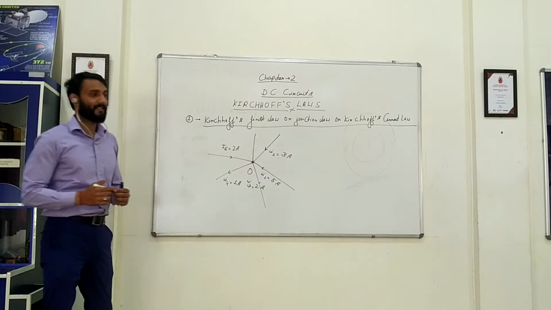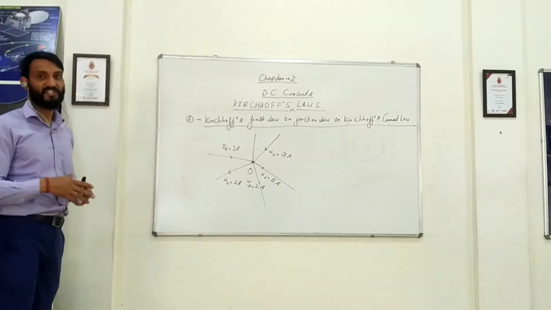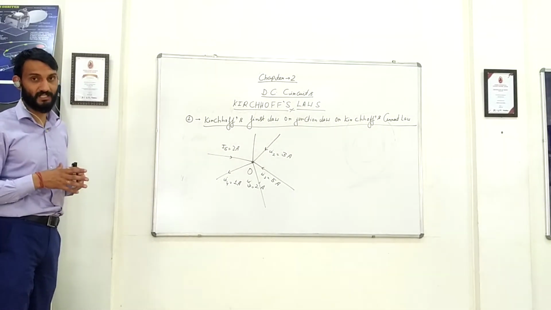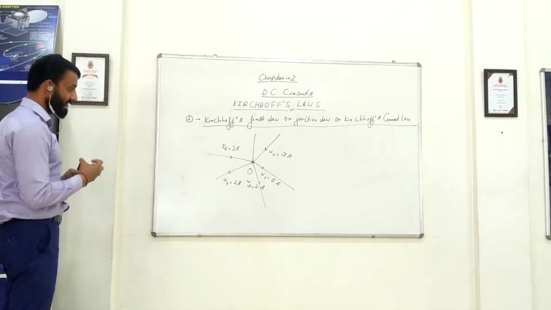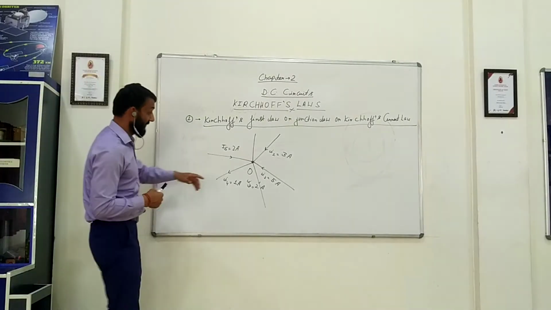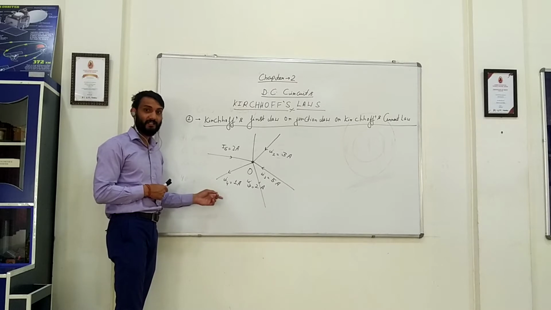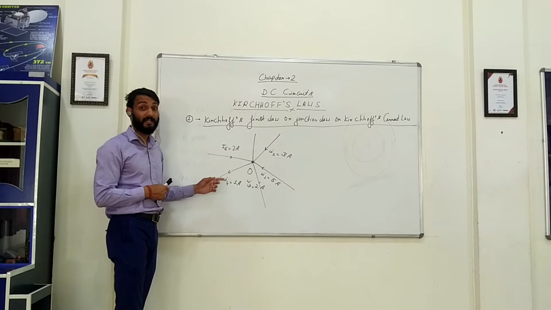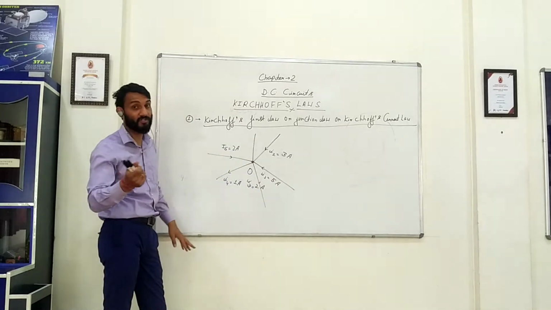Now in this case, you need to understand one thing: the currents which are coming towards the junction are considered to be positive ones, and the currents which are going away from the junction are considered to be negative ones. So the algebraic sum of all these currents should be equal to 0.